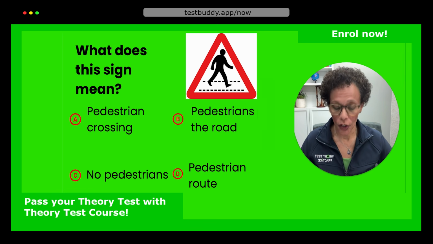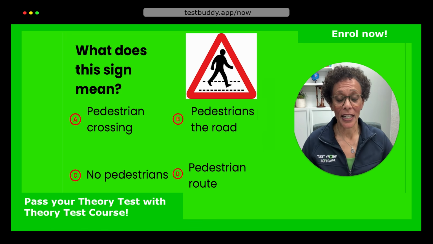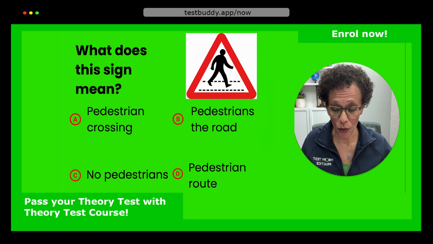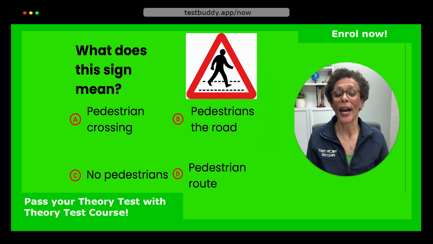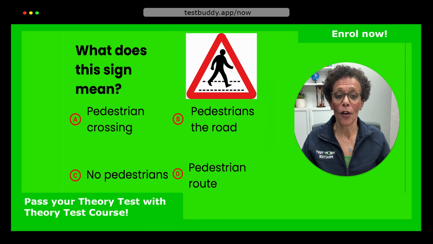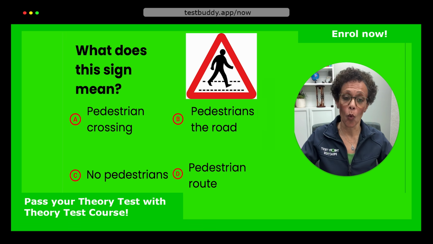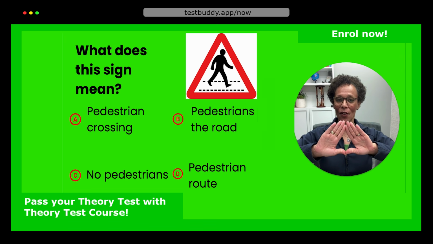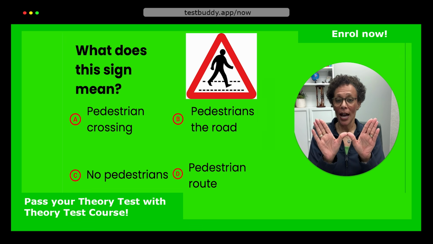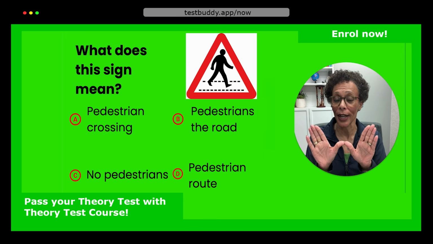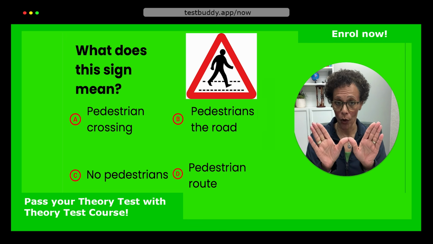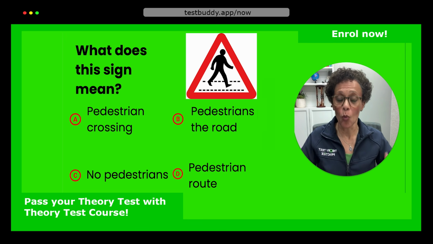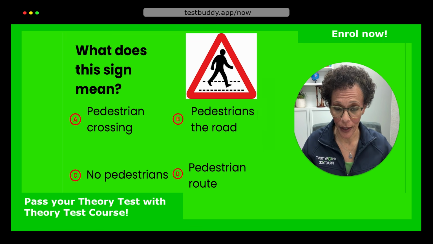Next question, what does this sign mean? Is it pedestrian crossing, pedestrians in the road, no pedestrians, or pedestrian route? Well, this is a triangle-shaped sign. And all triangle-shaped signs give you warnings. You can remember that if you make a triangle shape with your hands. Open your hands out, leaving your thumbs together, and you can see the shape of a W for warning. Triangle signs are warning signs. So this sign is warning drivers of something.